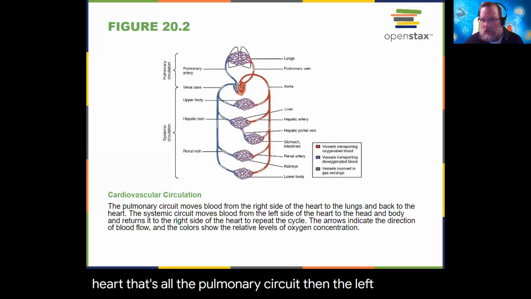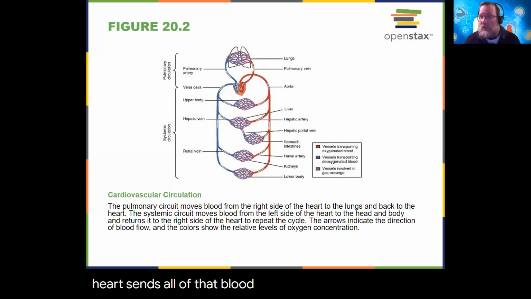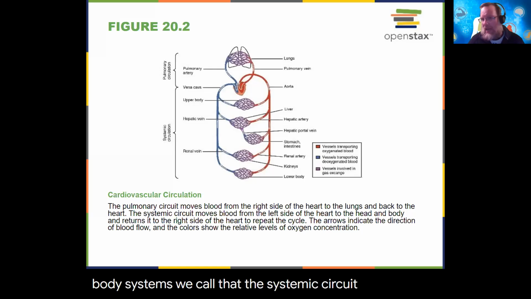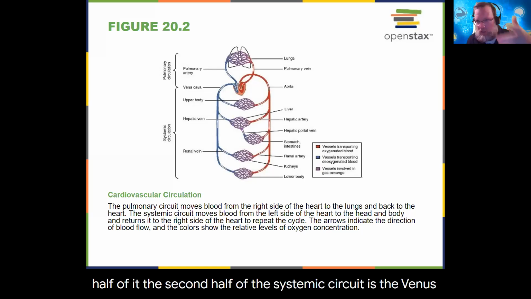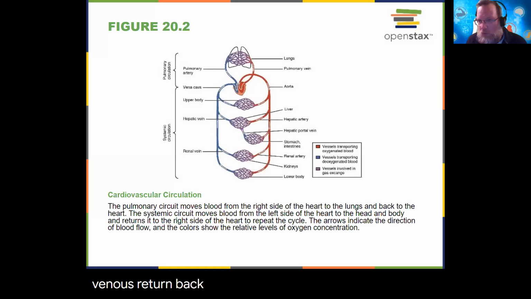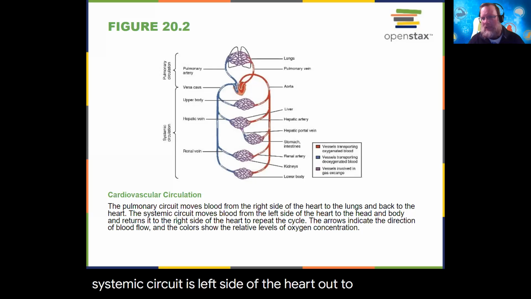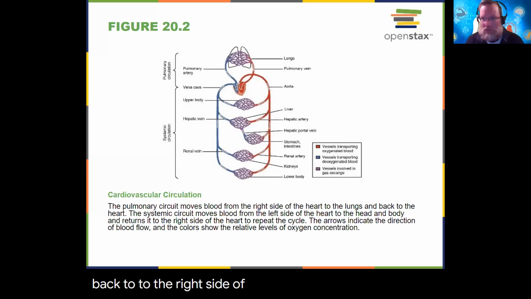Then the left side of the heart sends all of that blood that's rich in oxygen out to the body systems. We call that the systemic circuit, or at least half of it. The second half of the systemic circuit is the venous return back to the right side of the heart. So the systemic circuit is left side of the heart, out to the body, back to the right side of the heart. Okay, so kind of two circuits, two pathways of blood flow. So that's a review.